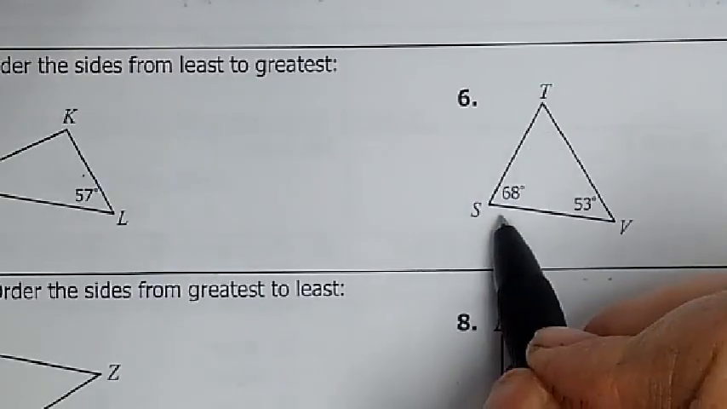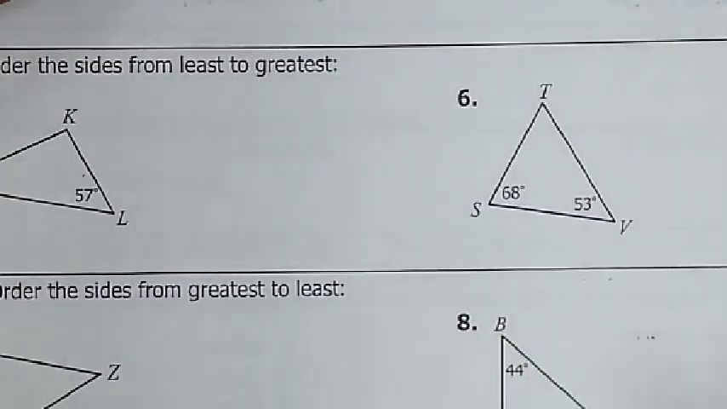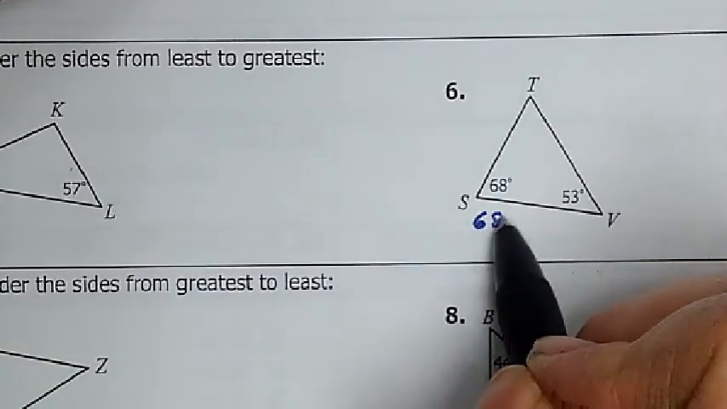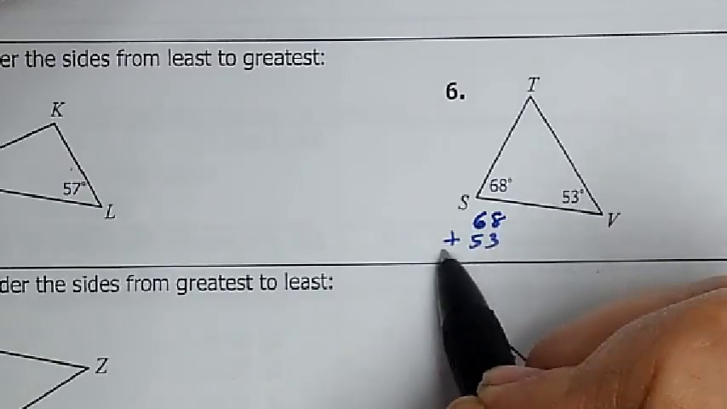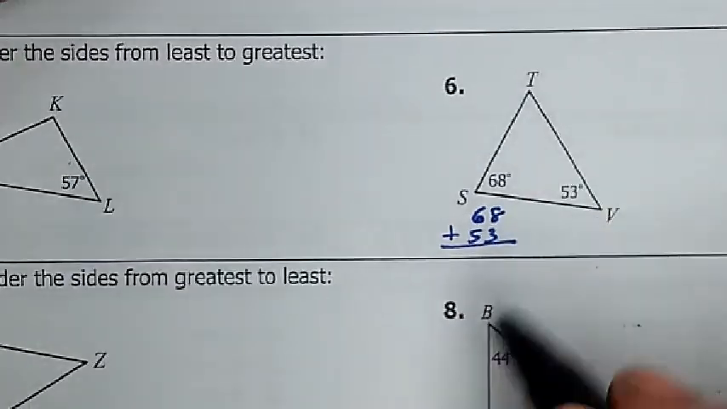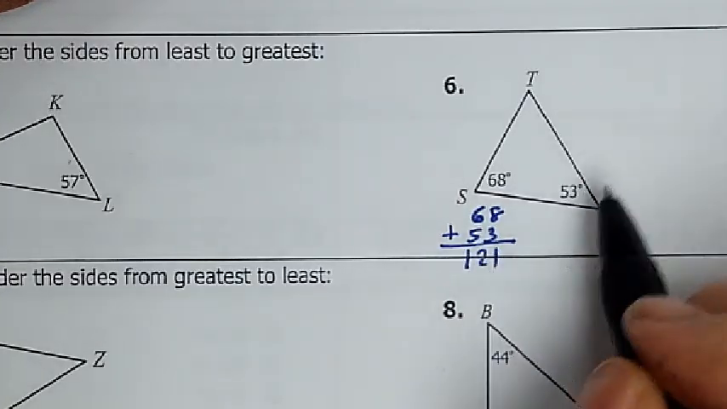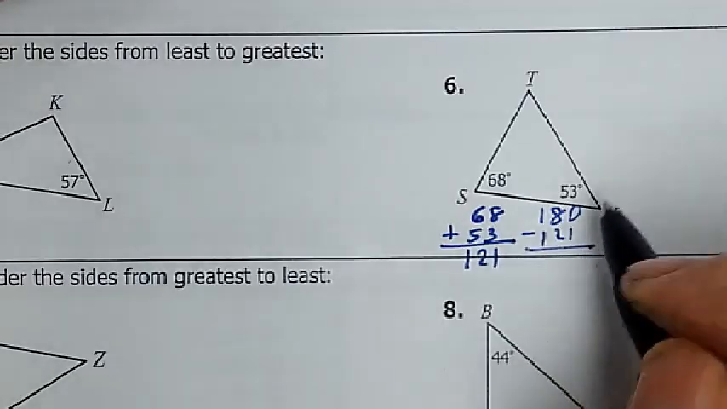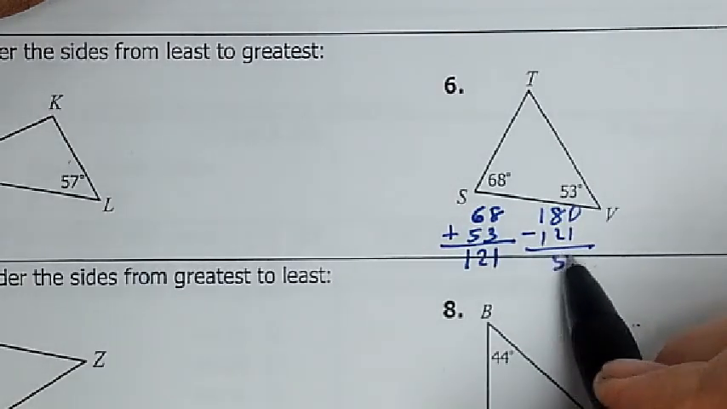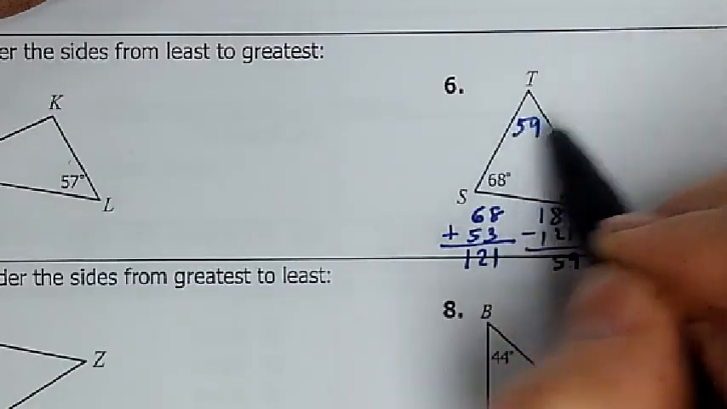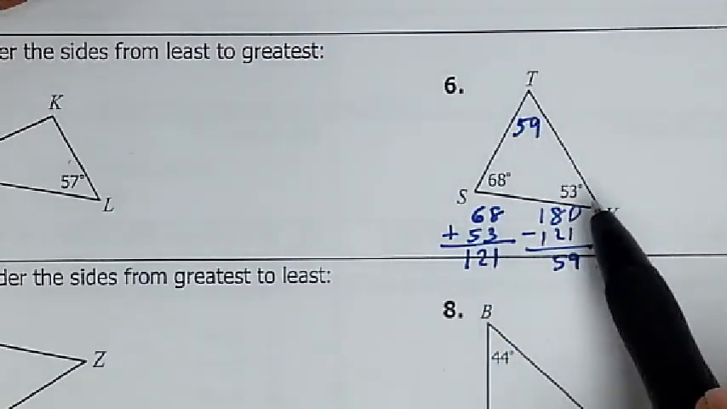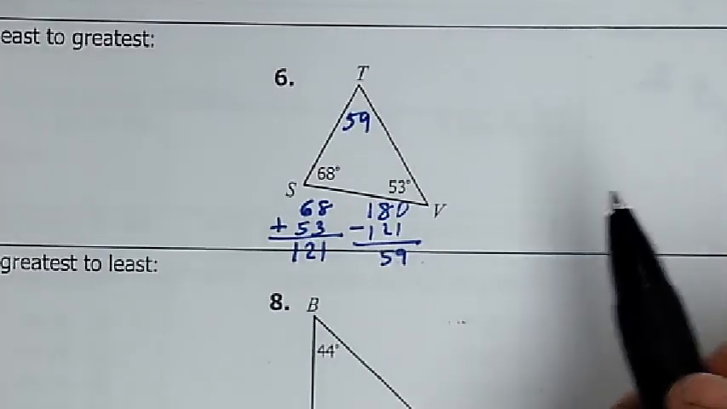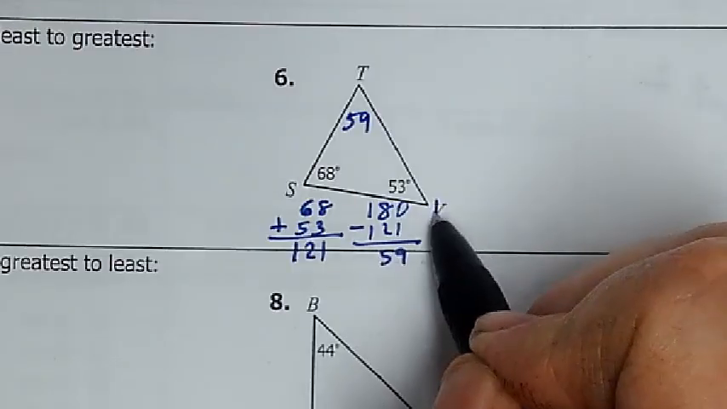That's from Tuesday. So 68 plus 53. I'm so happy you remember that. What's 68 plus 53? 121. Okay. So if you take 180 minus 121, what's that going to give you? 59. So you found this angle to be 59. Now you know the order of the angles. What about their sides? So what's the smallest angle? It's V. So since V is the smallest angle, 53, what side is opposite the smallest angle?